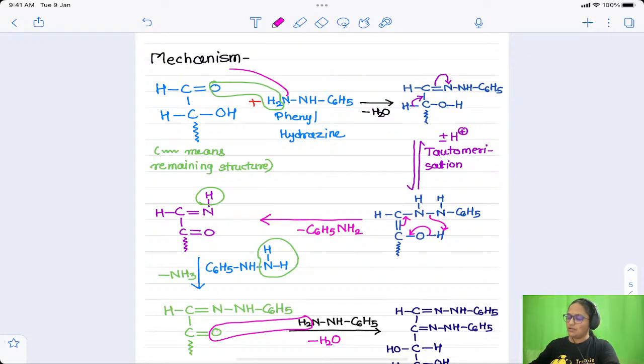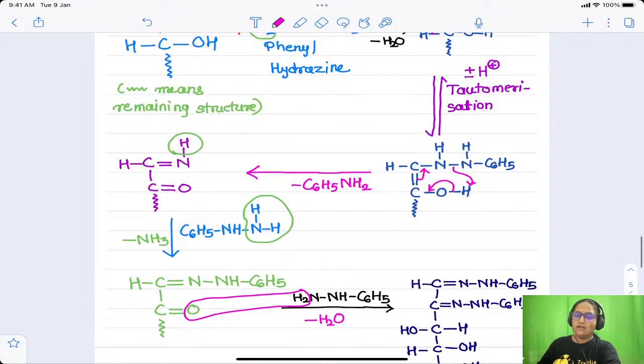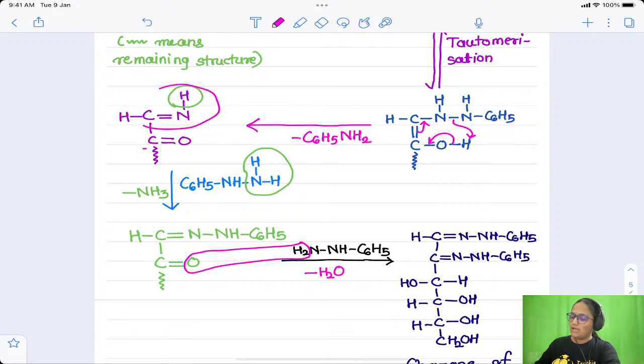So what happens, there is a loss of a water molecule and we will get a simple hydrazone formation here. But as that hydrazone is just next to the OH group, further reaction takes place. There is a loss of C6H5NH2, aniline molecule, after tautomerization, and after that we are getting C double bond N here. So there are two centers now to react with the phenylhydrazine. One center is C double bond N and another is C double bond O. So first of all, let us see the reaction with the C double bond N center.